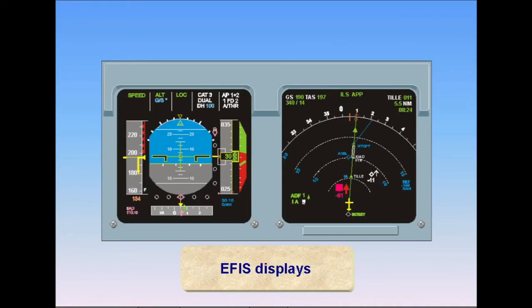TCAS traffic alerts and advisories are displayed on the primary flight display and the navigation display. Resolution advisory messages are displayed on the vertical speed tape in the primary flight display, and color-coded TCAS targets are shown on the navigation display. Standard TCAS oral commands are issued over the cockpit speakers. We'll discuss the target symbols and avoidance commands in more detail later in this presentation.